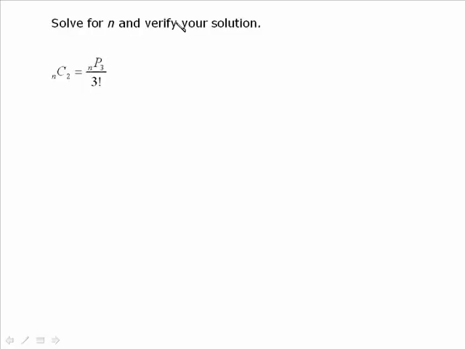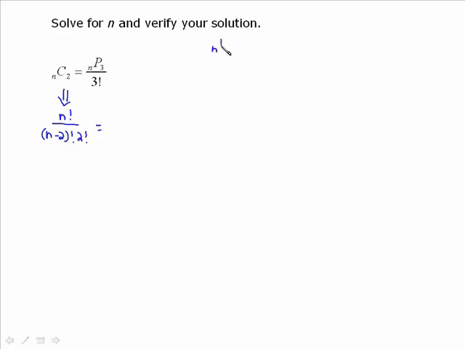Another algebra type question. We did these ones before back in pick. N choose 2 is equal to n pick 3 over 3 factorial. This is kind of an awkward looking one, although it does work nicely. And I'll do this one by hand. N choose 2, as we've seen, is equal to n factorial over n minus 2 factorial times 2 factorial.